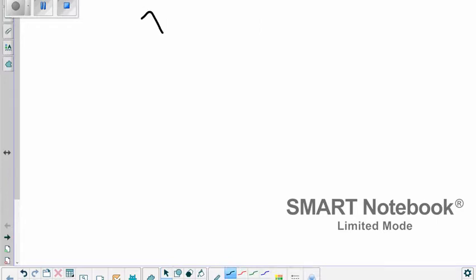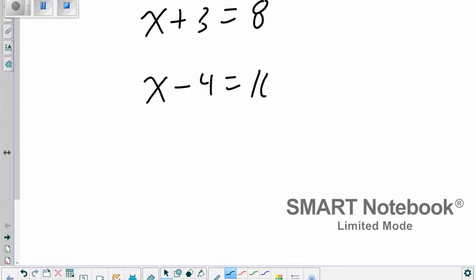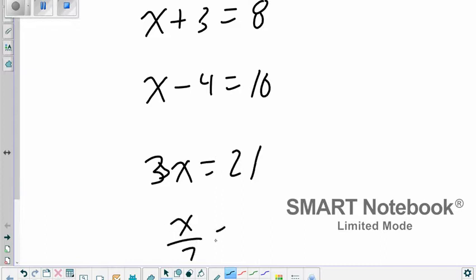So you might have to undo this by subtraction. You might have to undo this one by addition. You might have to undo this one by division. And you might have to undo this one by multiplication. So let's do the first one.